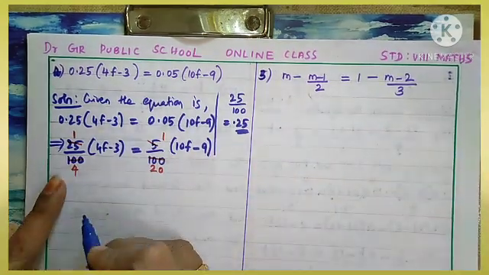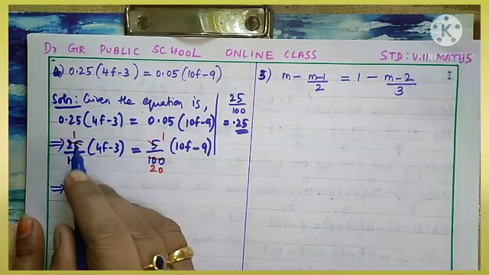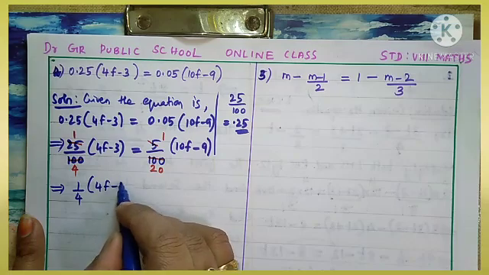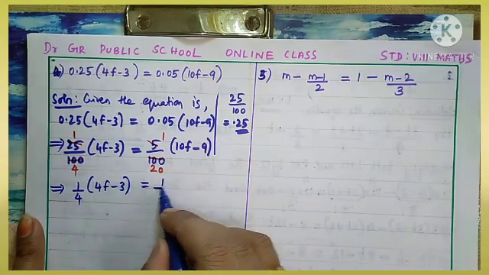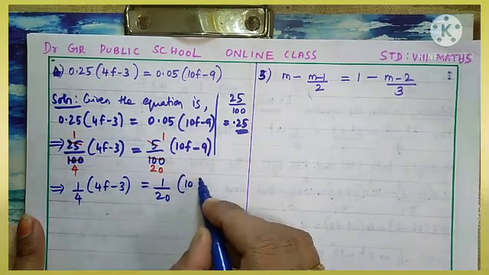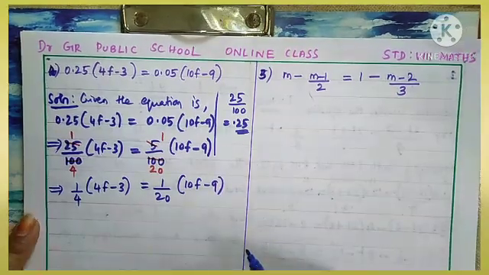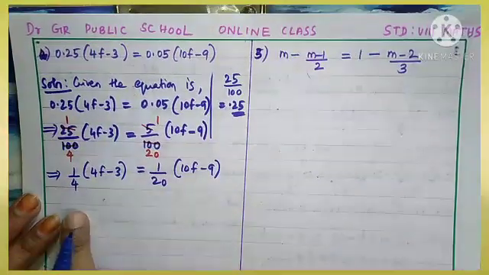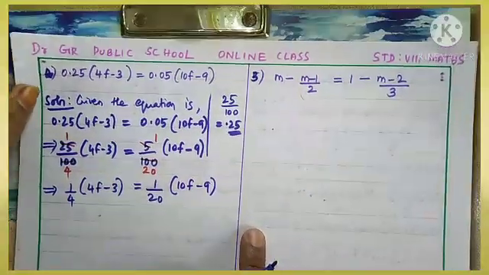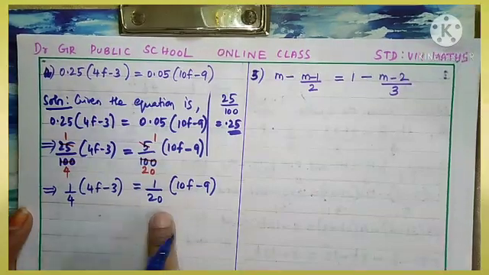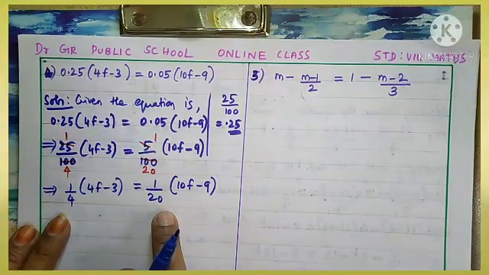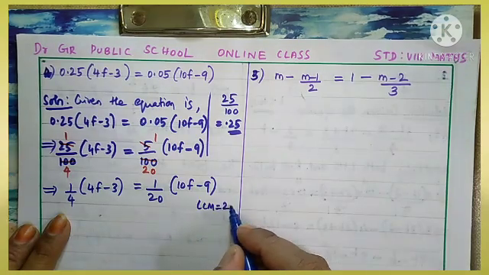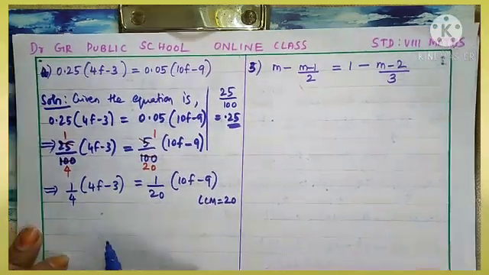So what are the remaining terms here? Here we have 1 by 4, 1 by 4 into 4f minus 3 equal to 1 by 20 into 10f minus 9. Now what you want to do, children? I told in the previous problem, whenever this type of fraction is coming, you can find out the denominator LCM and multiply. What is the LCM for 4 and 20? 4 and 20, the LCM is 20. Understand? So multiply.